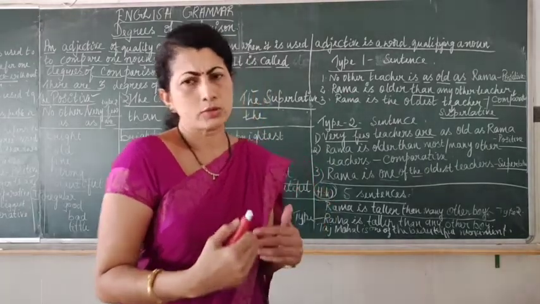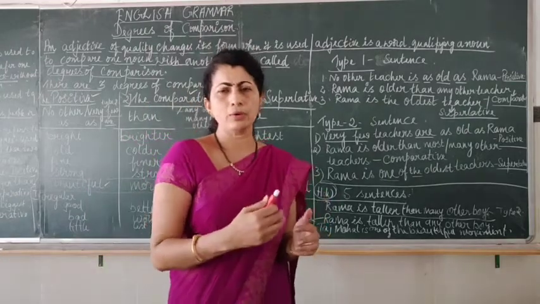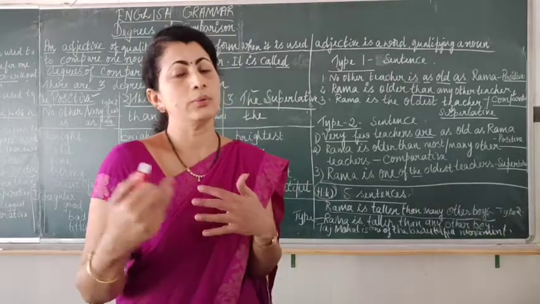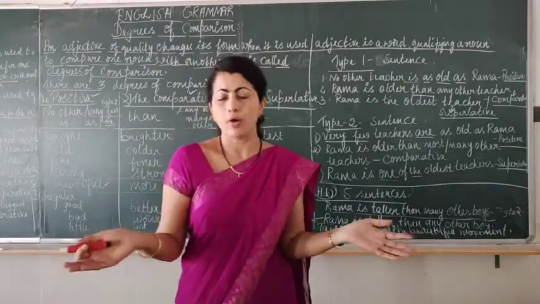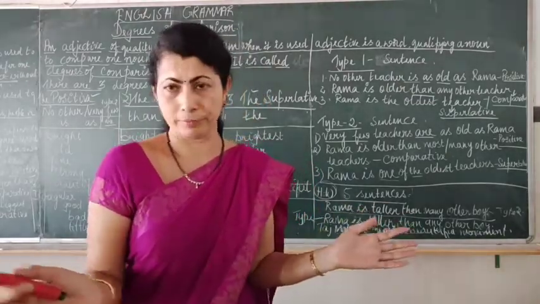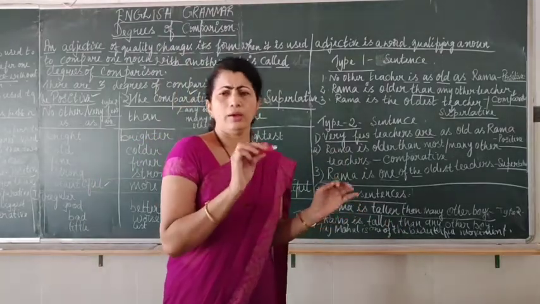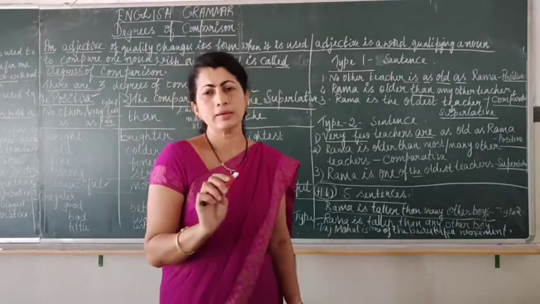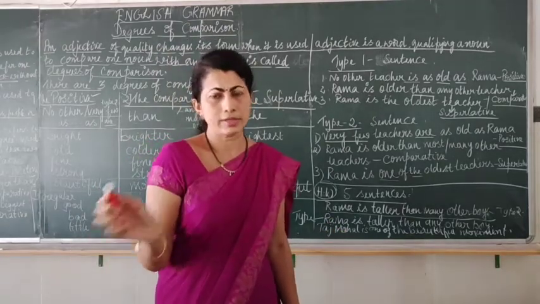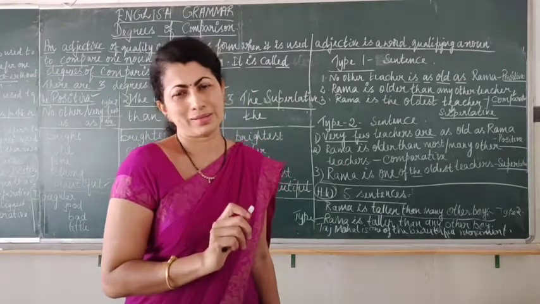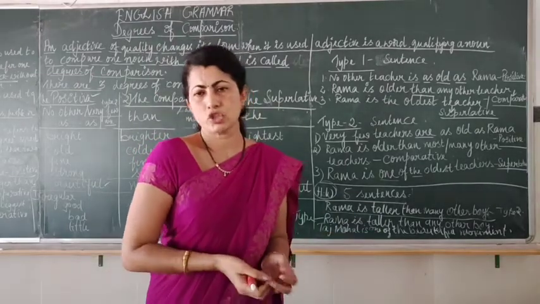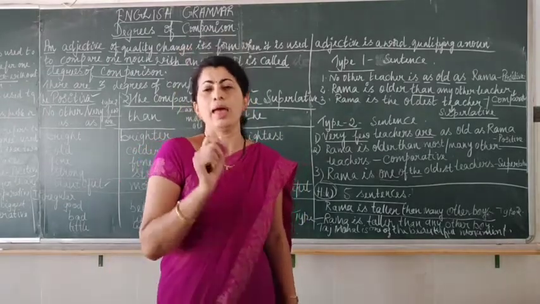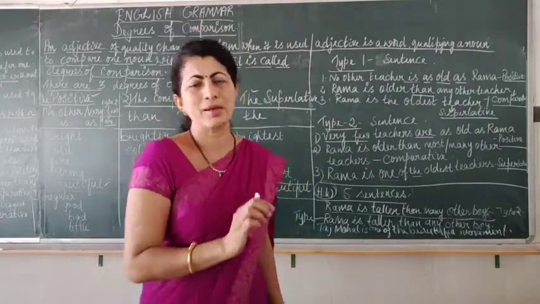While discussing the parts of speech, we discussed the different parts of a sentence: noun, pronoun, adjective, interjection, auxiliary verb, verbs, etc. Here, what is the role of the adjective in the degrees of comparison? What do you mean by adjective, children? An adjective is a word which qualifies a noun. An adjective is a word which describes a noun.